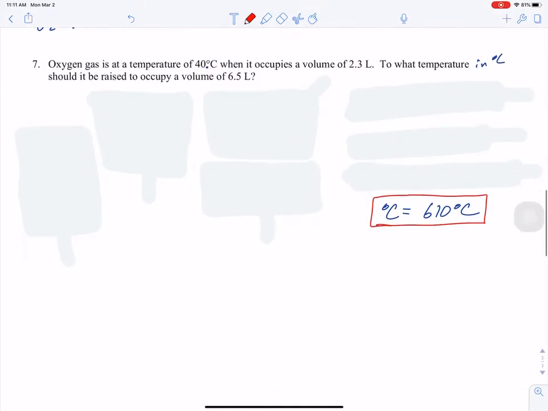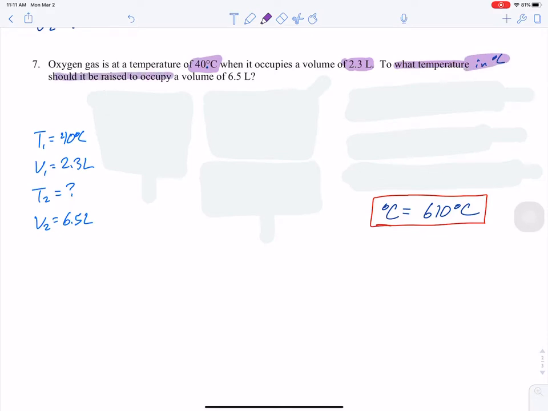Moving on to number 7. Oxygen gas at a temperature of 40 degrees Celsius occupies 2.3 liters. So I know that 40 and 2.3 are our starting position, and we want to know what temperature in Celsius it should be raised to occupy 6.5 liters.